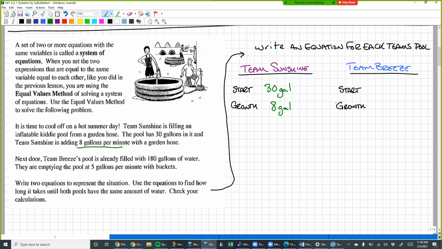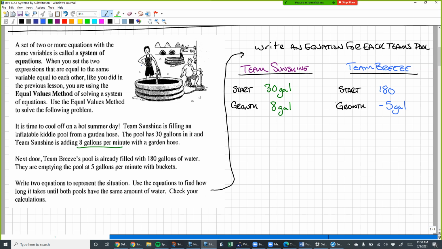Team Breeze is starting out with 180 gallons, and their growth is actually not growth. They're losing 5 gallons per minute in buckets. So what we're going to do is try and write an equation that works for this. Now, I'm going to write the equation in 2 different ways.